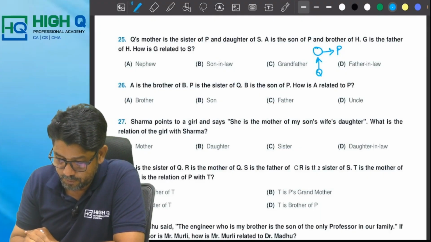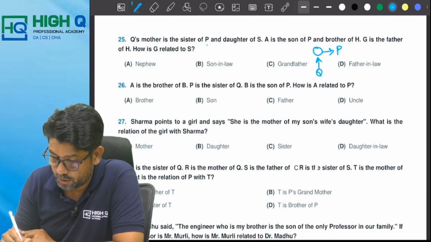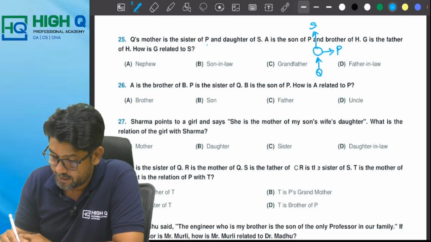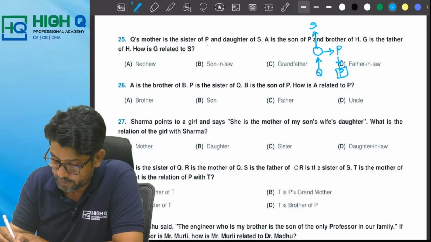Next step. Q's mother is the sister of P and daughter of S. Who is the daughter of S, my dear? Q's mother is the daughter of S. A is the son of P.